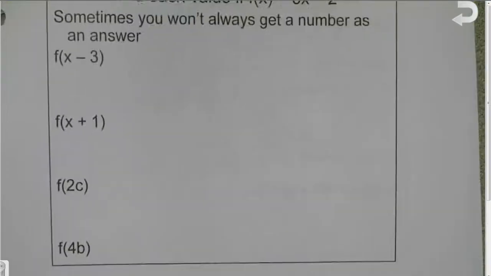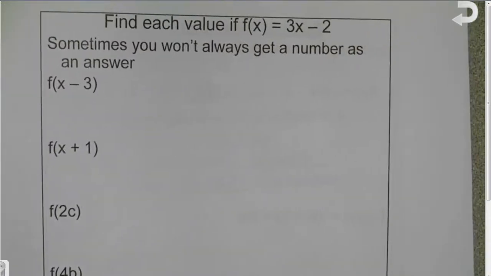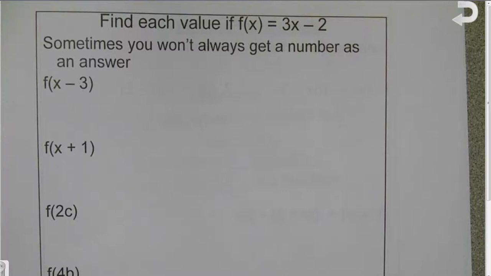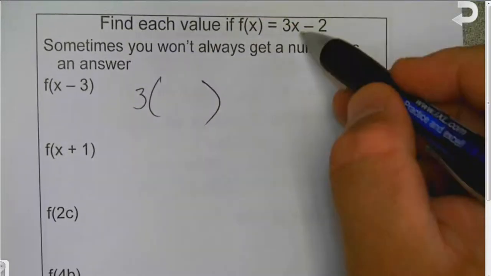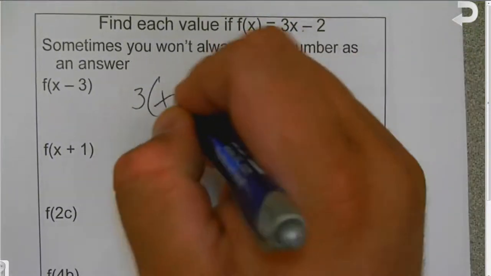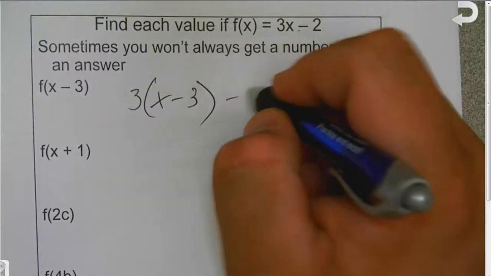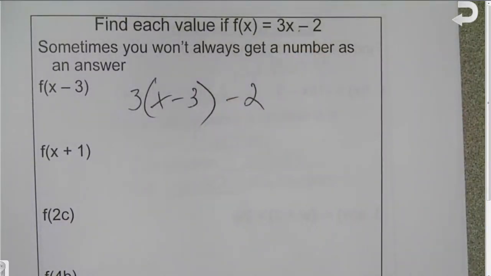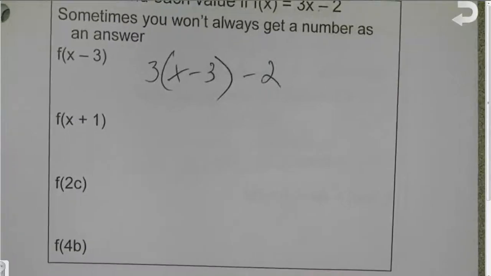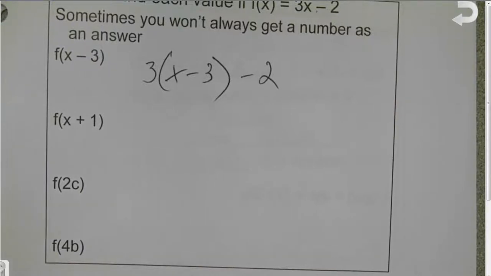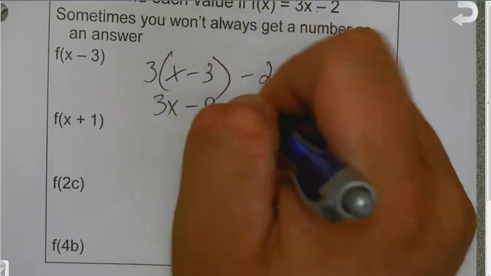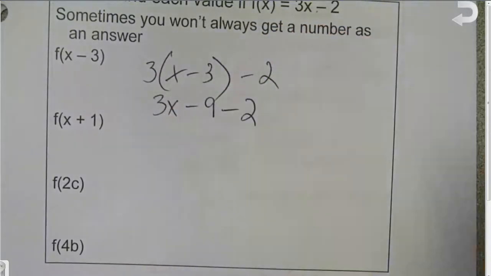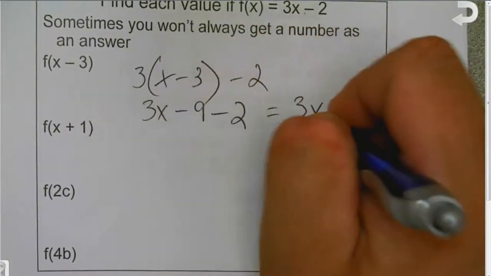Sometimes you won't always get a number as an answer. So if my function is f of x is 3x minus 2, and it tells me to plug in x minus 3, then where I have the x, I'm going to plug in x minus 3. So really, what property are they trying to get me to use here? They're trying to get me to use distributive property. And so I do 3x minus 9 minus 2, and then I simplify. 3x minus 11.